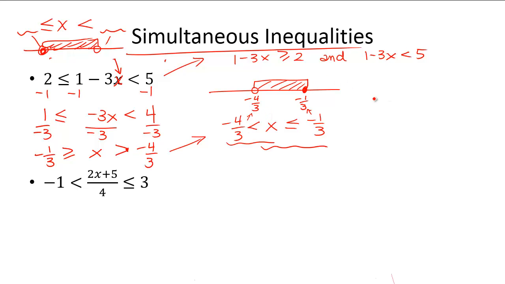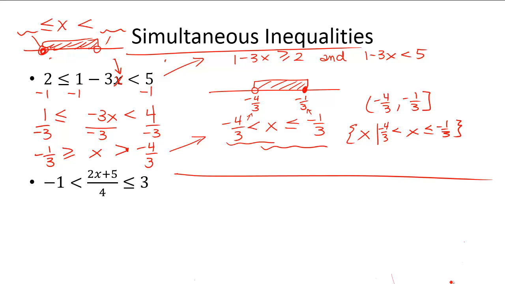So interval notation would say from negative 4/3 up to negative 1/3, including negative 1/3, not including negative 4/3. In terms of set builder notation, we have x such that x is, and you can just write exactly what you had, x is between negative 4/3 and negative 1/3.